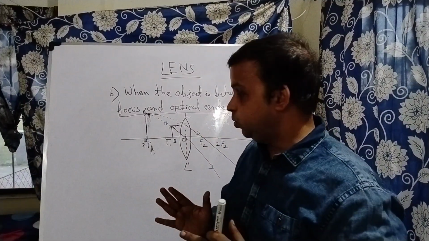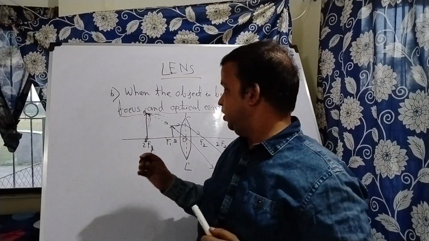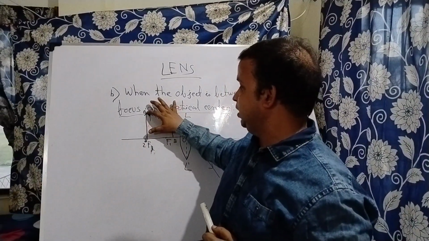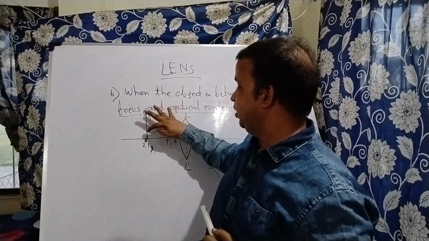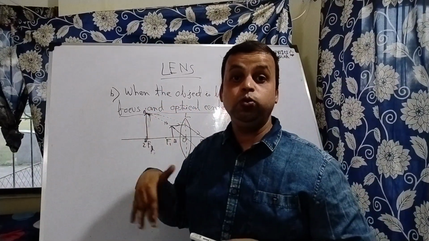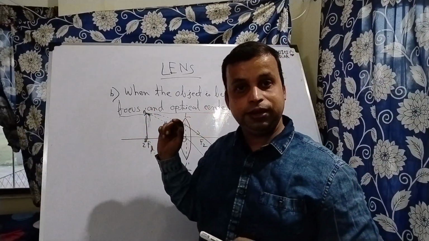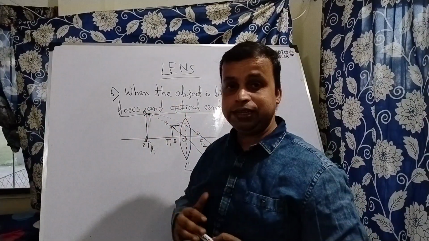So they will be what? Divergent in nature. Okay, so if we enlarge that at the back, they will meet at the point A dash. If we draw a perpendicular on the principal axis, A dash B dash will be the image of the object AB. Clear? It will be the image of the object AB.